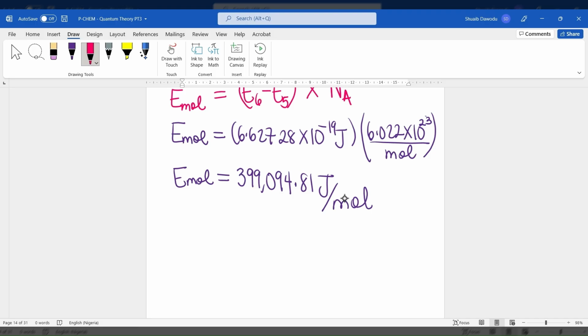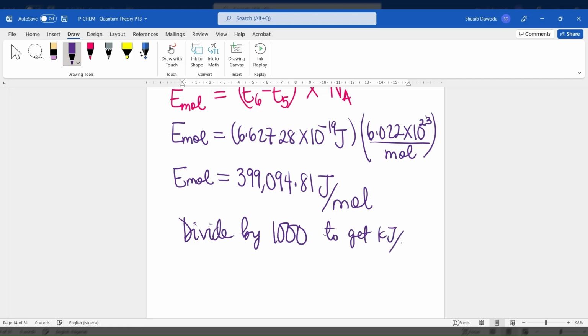So we see our answer is in joule per mole. But let's not forget that we're told to do our work in kilojoule per mole. To do that, we have to divide by 1,000 to get kilojoule per mole. So when we do that, E sub mole will end up giving you 399.09481 kilojoule per mole. Now you're going to be wondering, oof, thank God our work is done.